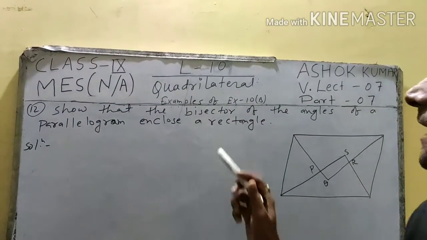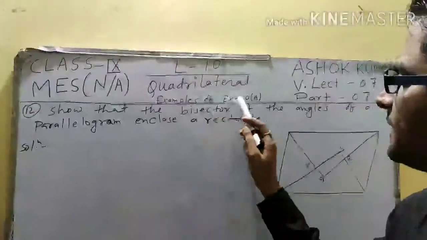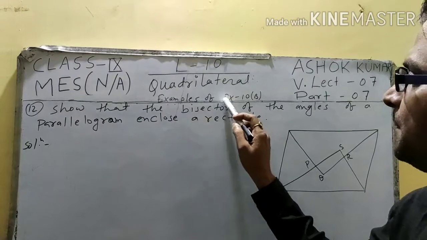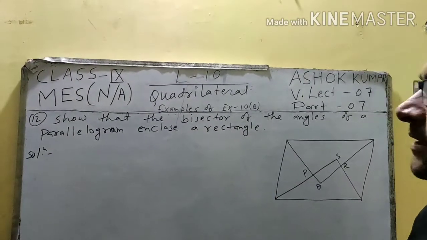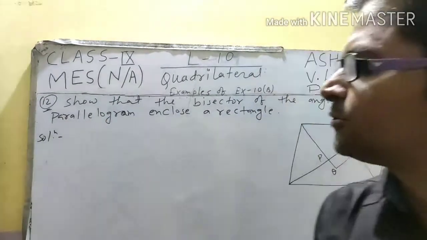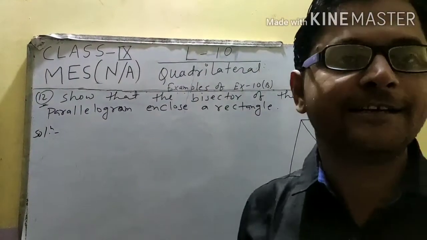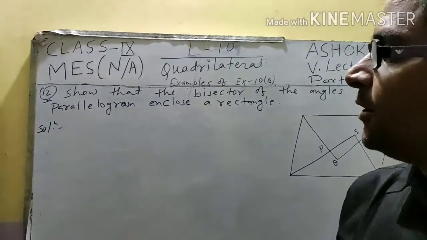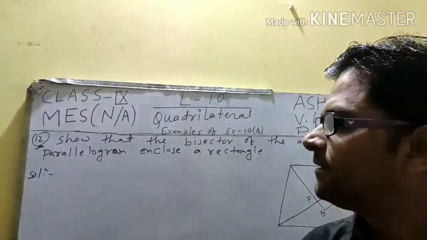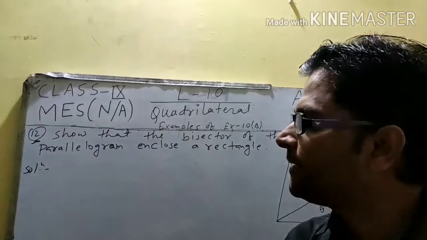Okay student, here are examples of exercise 10b. The topic is examples of exercise 10b. Question number 12. Students, question numbers 1 to 10 were already discussed in the previous class. So let's see how to solve question number 12.